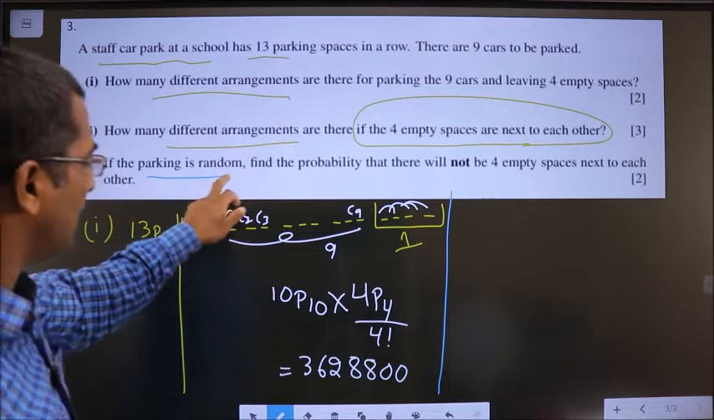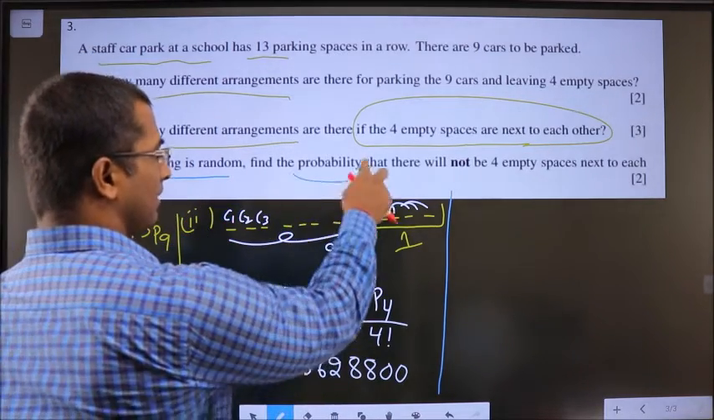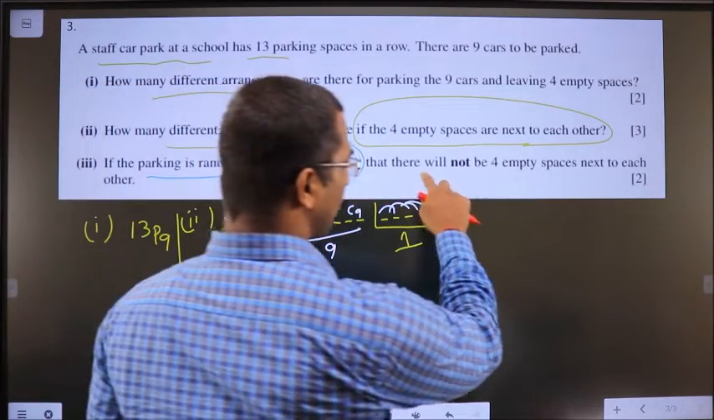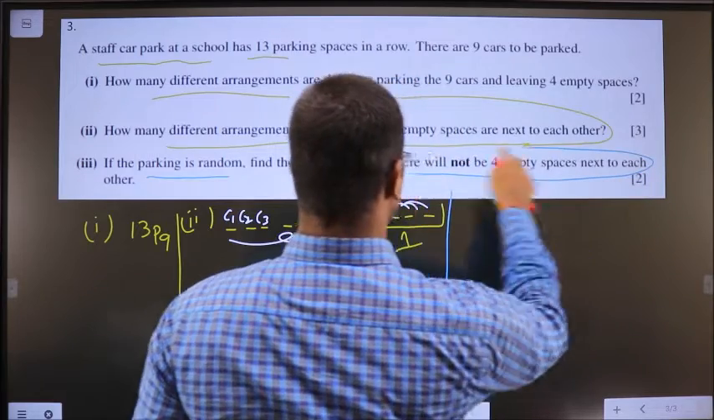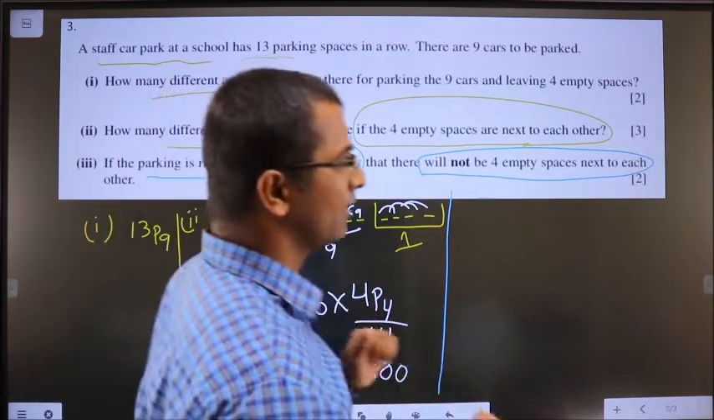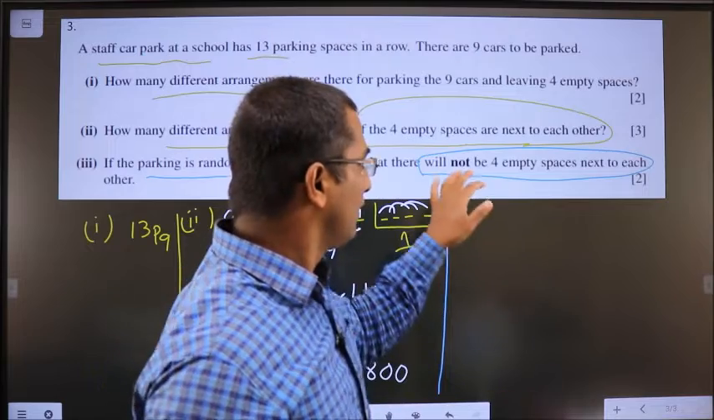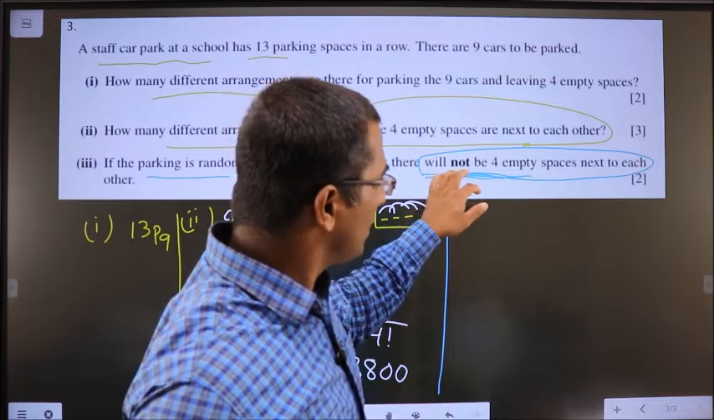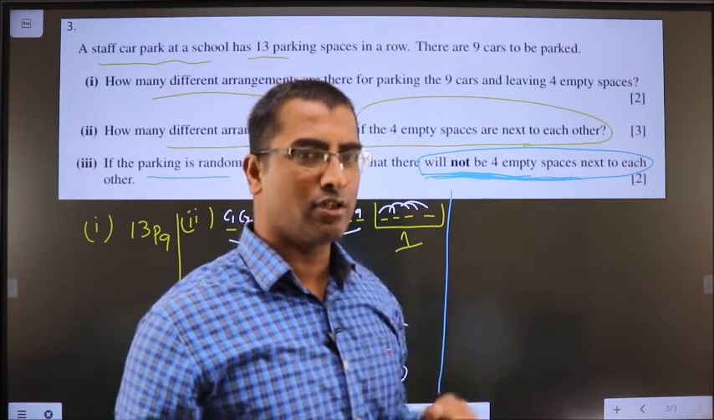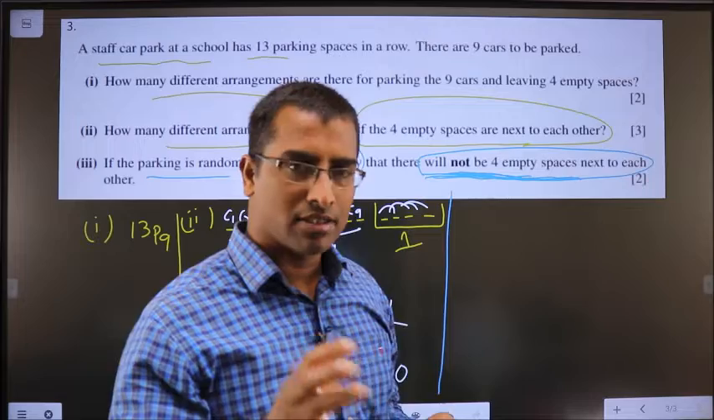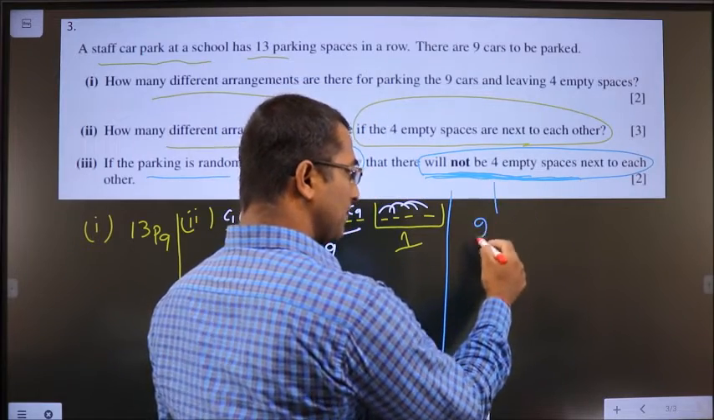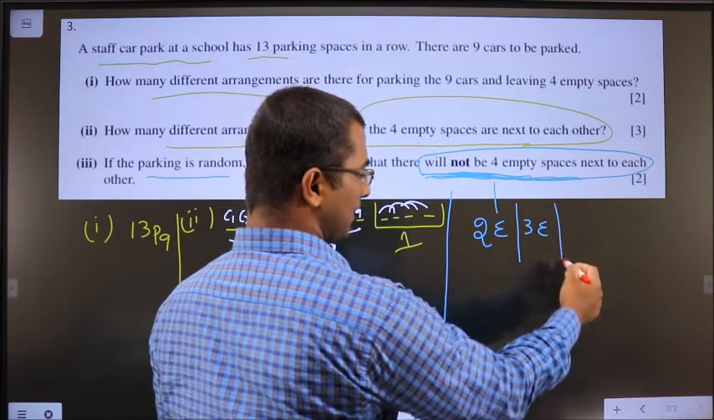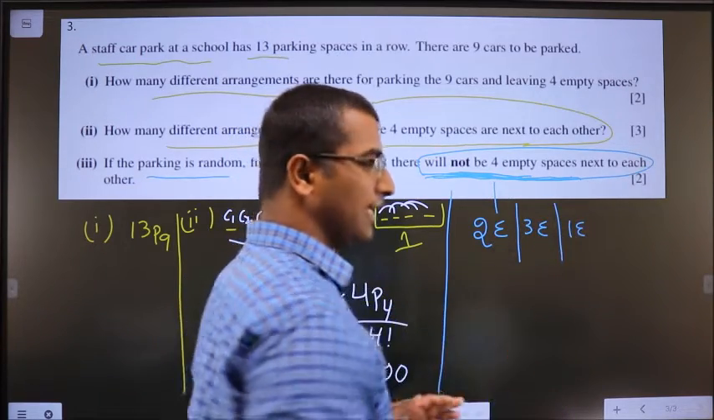Okay. Now third bit. If the parking is random, find the probability, we talk about probability at last, that there will not be 4 empty spaces next to each other. I read it again. Will not be 4 empty spaces next to each other. That means 2 empty spaces can be next to each other, or 3 empty spaces can be next to each other, or 1 empty space individually is present.